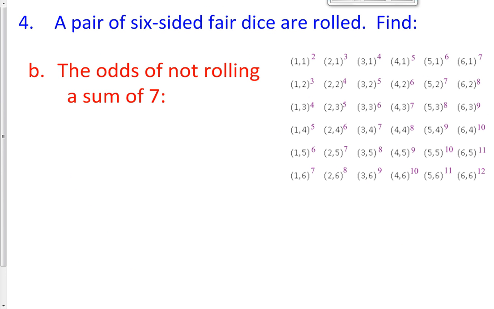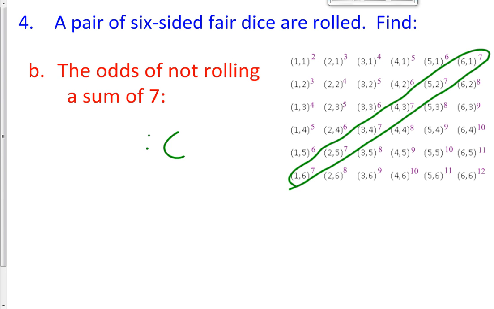Letter B, what are the odds of not rolling a 7? Well, if I look at this, it's kind of like asking what are the odds against rolling a 7. There are 1, 2, 3, 4, 5, 6 7s on the board. There's 6 different possibilities of getting a 7. And those are going to be your failures. You do not want a 7. So it's going to be 6 over here.